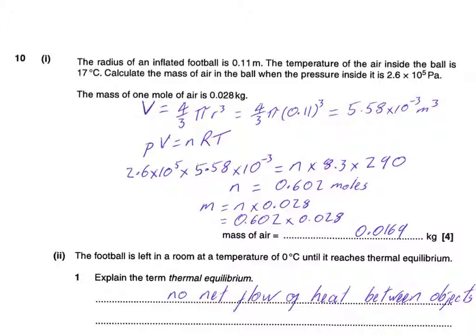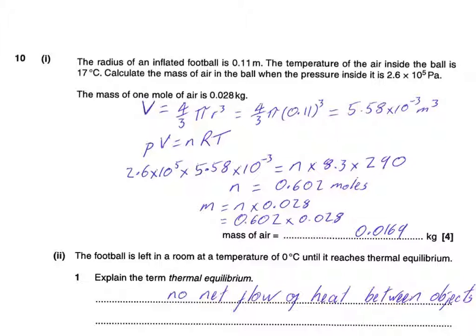So what am I thinking there? I see a radius, I'm thinking volume. It's telling me a temperature, great. I'm after a mass, and I've got a pressure. Well, from pressure, volume, temperature, I'm thinking PV equals nRT. How am I going to get a mass? Aha, they tell me the mass of 1 mole. So that's going to do everything I need to do.